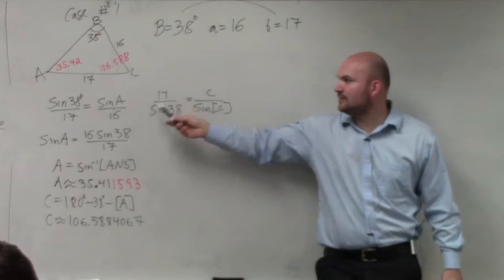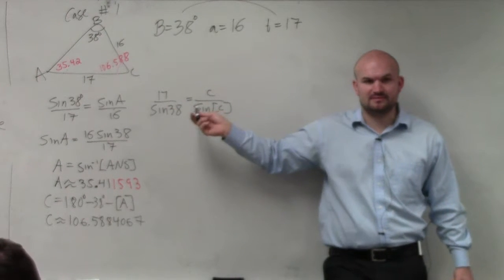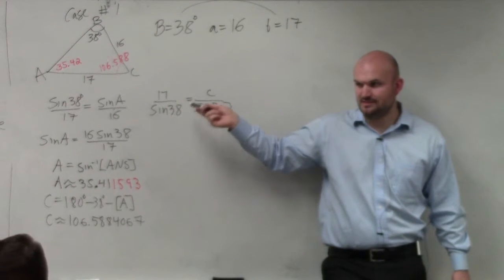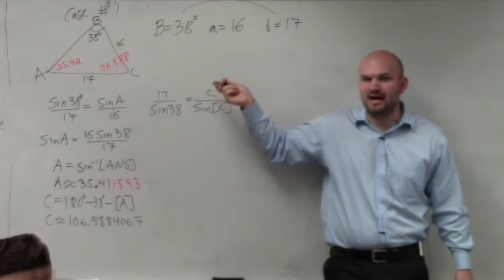Does everybody see why I'm using the ratios flipped? Do you guys see this? Because whatever I'm solving for, I want to be in the numerator.